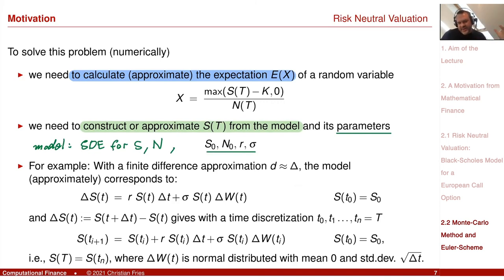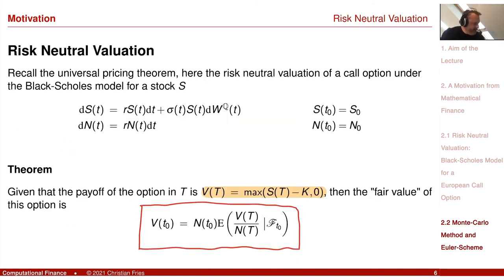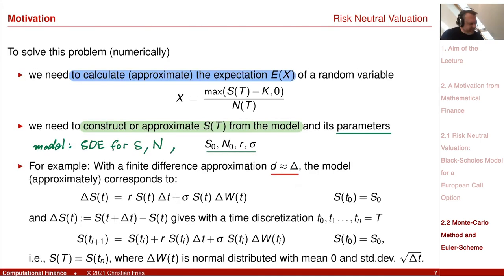So how is that done? This is, for example, done by doing a time discretization. So this means you replace the differential with some finite difference. So if I go back here, whenever I observe a differential, I replace that with the finite difference. Then I arrive at this expression here. The change of s is r times s, the change of time for a finite difference, plus sigma s delta w. So delta w is now a normal distributed random variable. And that gives me some method to create s at a later time, given that I know s at an earlier time. So this is already here a discretization scheme.